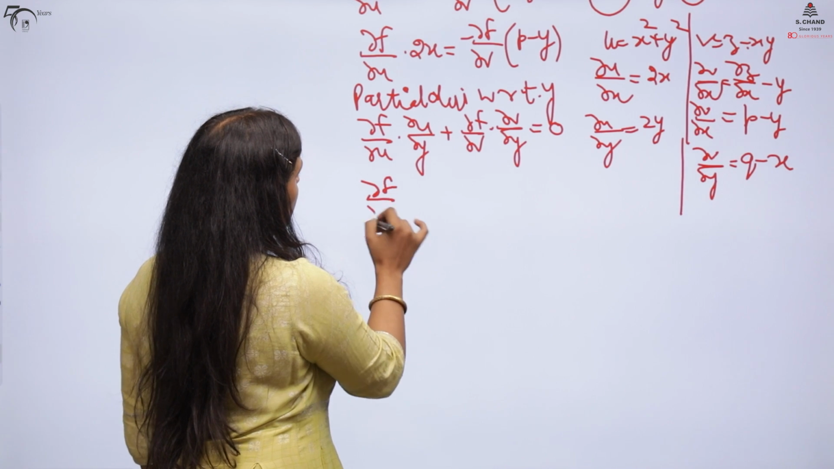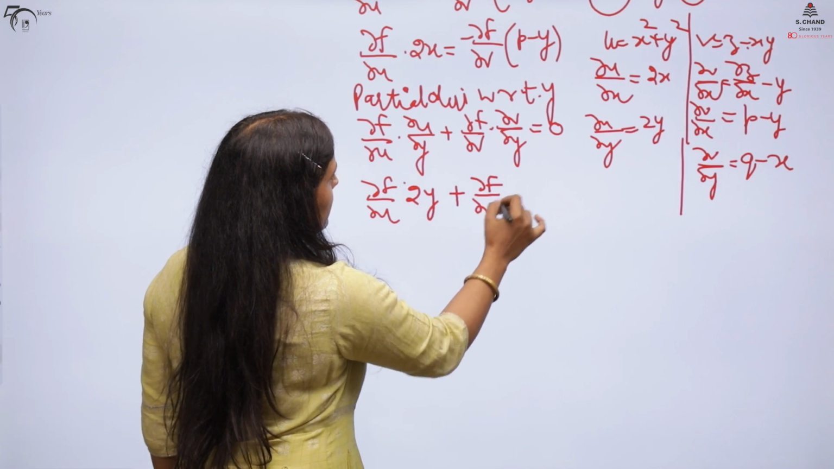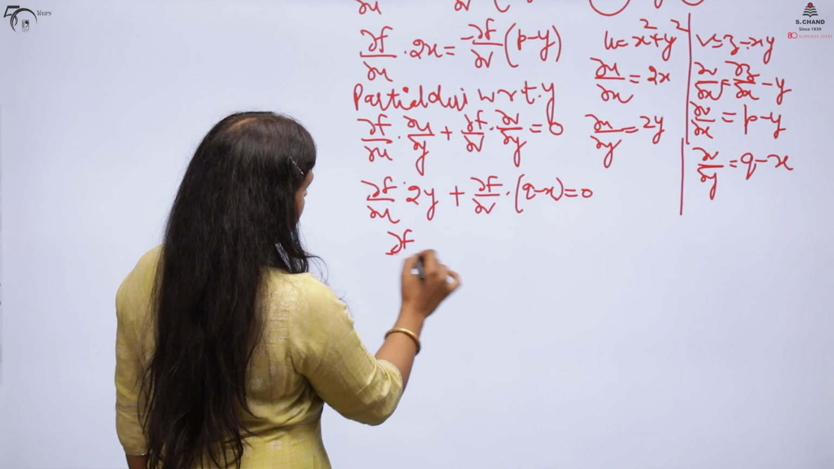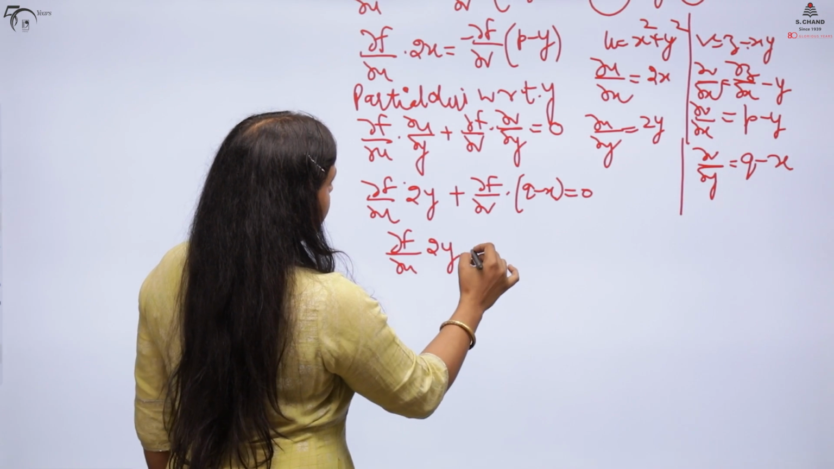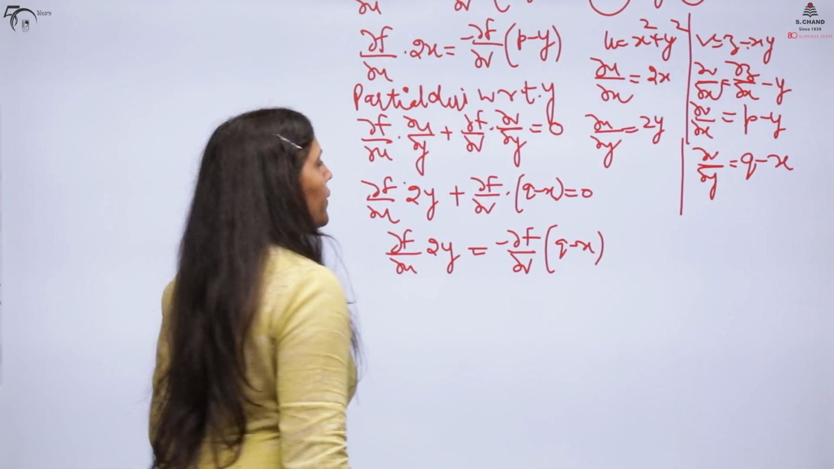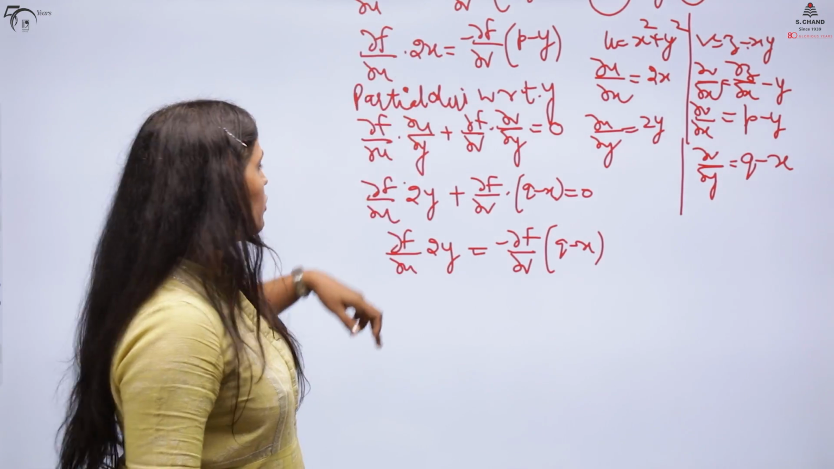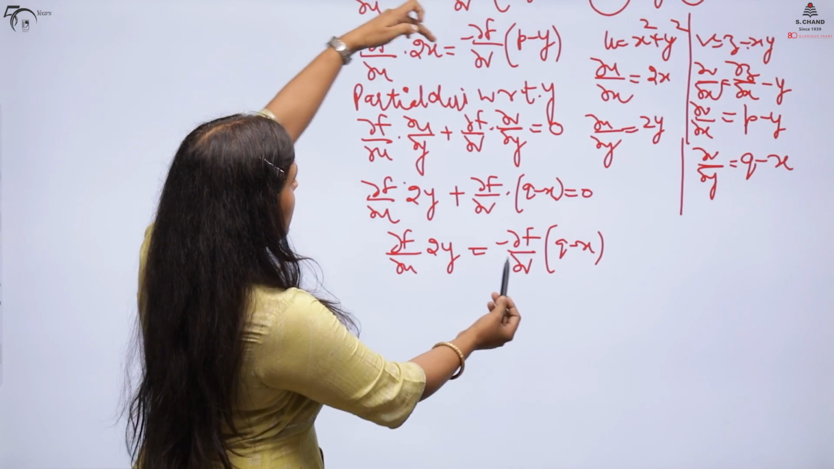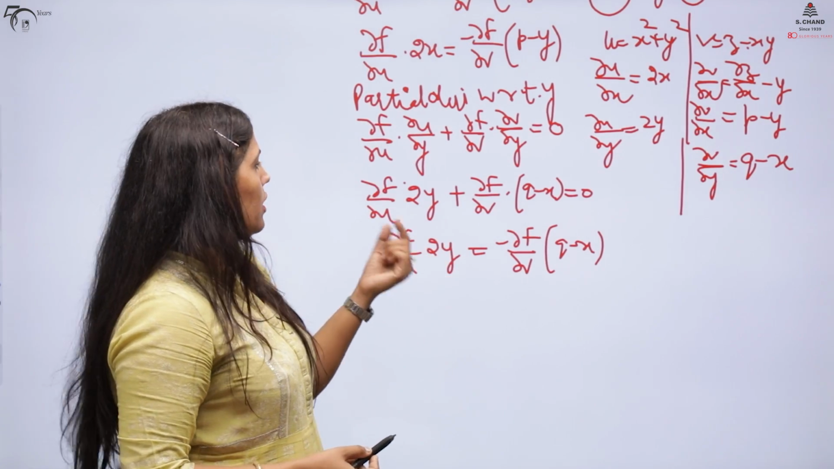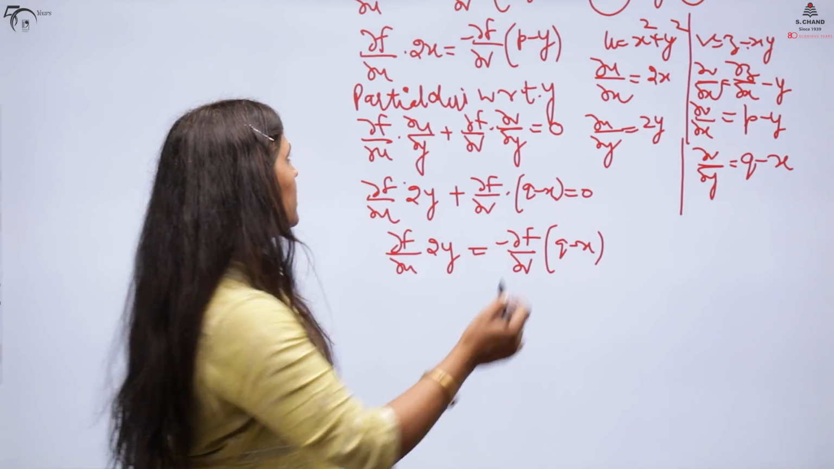Now put in the values. So del f by del u times 2y, plus del f by del v times q minus x, equal to 0. So del f by del u times 2y equals, now take it to that side, and now you see these two equations. If I divide these two equations, you see this is the same, this is the same, it will get cancelled and the partial derivatives of f, the function, will get removed. It means we should divide these two equations.